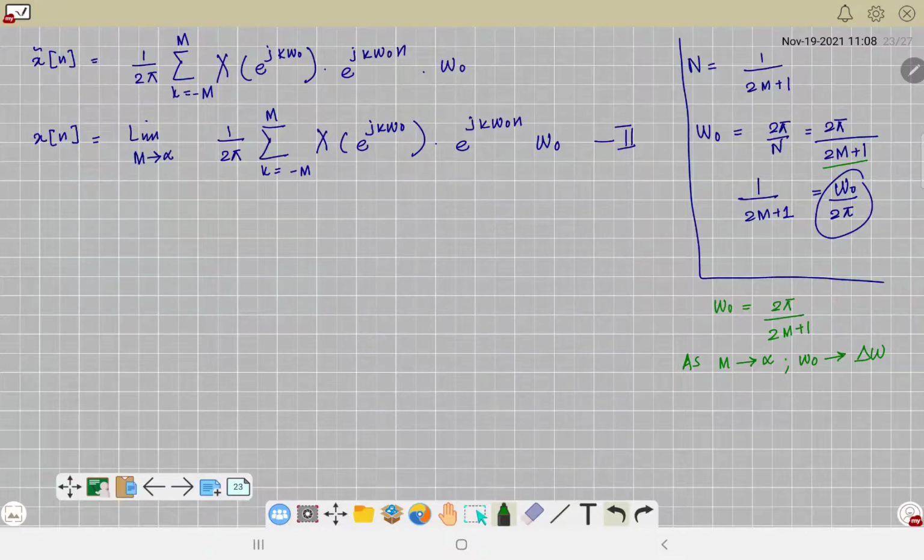Then again, if we make a small substitution here just for the mathematical analysis, if I put omega equivalent to k omega naught, which then means omega will be k into 2 pi by 2M plus 1. Fine.